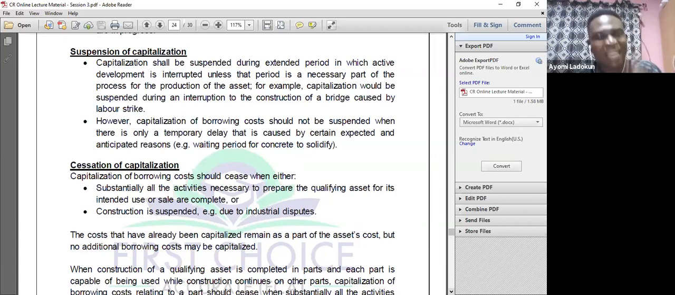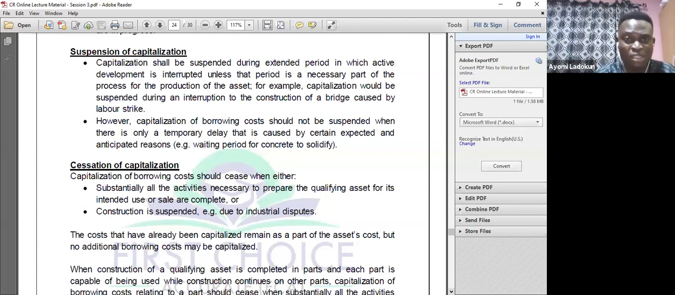Now, capitalization of borrowing costs shall be suspended during an extended period in which active development is interrupted. Listen. For example, I started construction in January. So around May, there was a labor strike or there was a short supply of material. So the interest, the finance charge on borrowing for May, will not be capitalized.